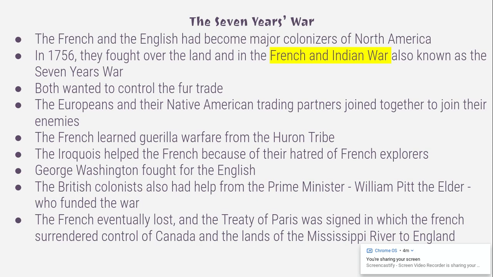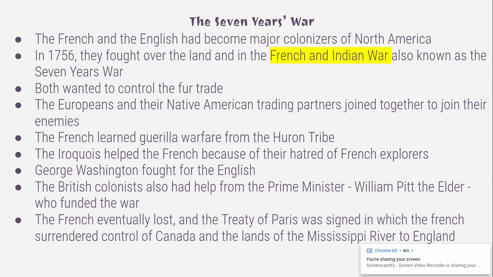The 7 Years' War. The French and the English had become the major colonizers of North America. In 1756, they fought over the land in the French and Indian War, also known as the 7 Years' War. Both the French and the English wanted to control the fur trade and waterways of the Gulf of St. Lawrence and the Ohio River Valley. French trade activity was preventing the British from expanding.